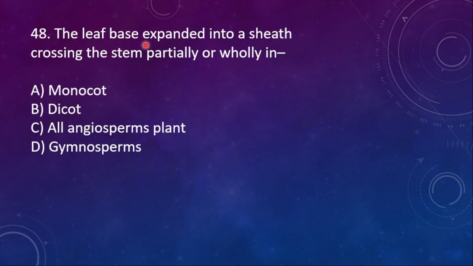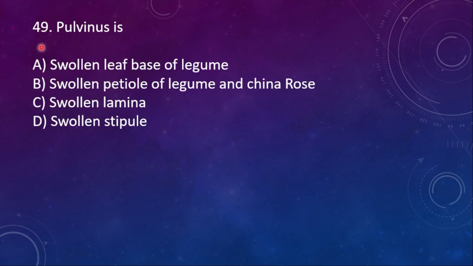48. The leaf base expanded into a sheath crossing the stem partially or wholly in: A, monocots; B, dicots; C, all angiosperm plants; and D, gymnosperms. A leaf base expanded into a sheath crossing the stem partially or wholly in monocots. 49.